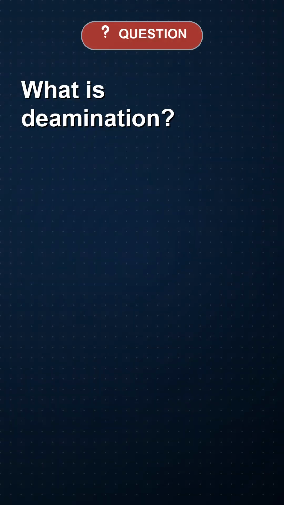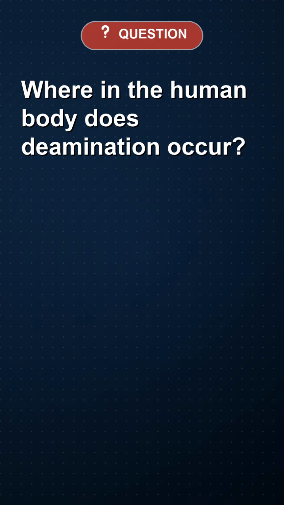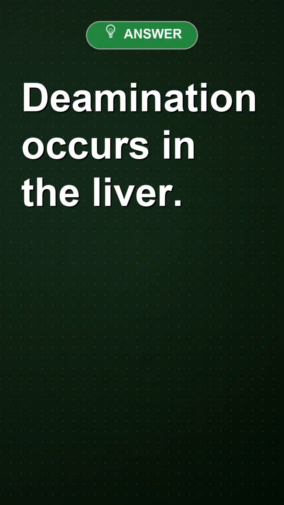What is deamination? Deamination is the process where excess amino acids are broken down in the liver, removing the amino group to produce urea, which is then excreted by the kidneys. Where in the human body does deamination occur? Deamination occurs in the liver.